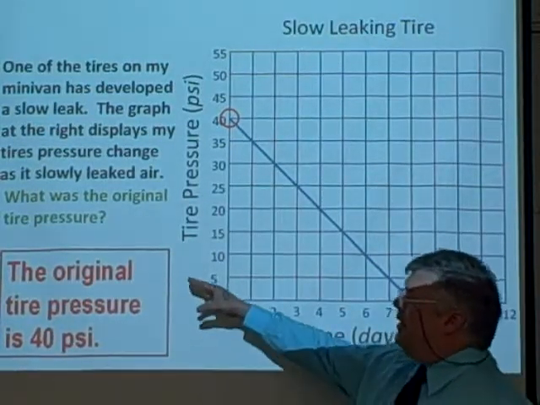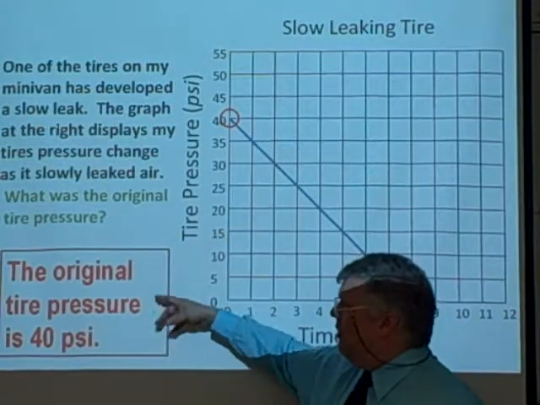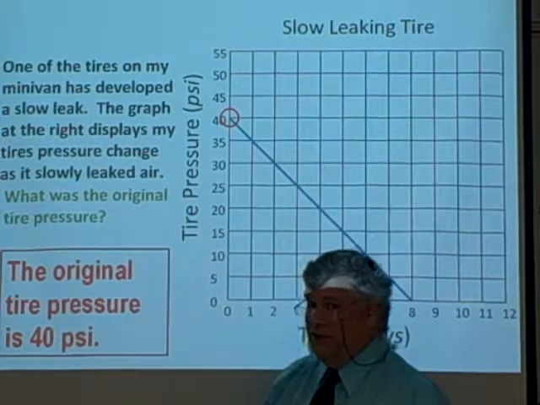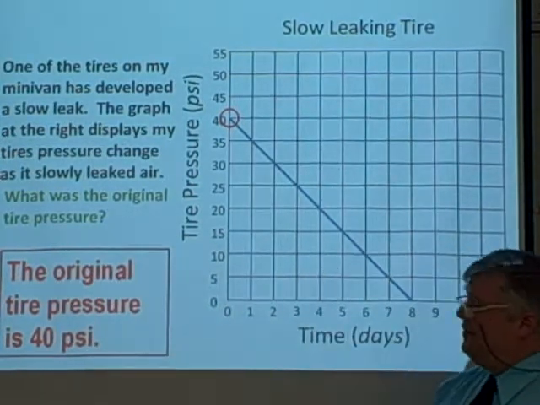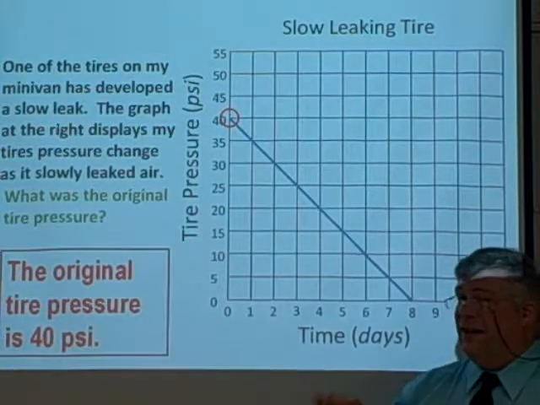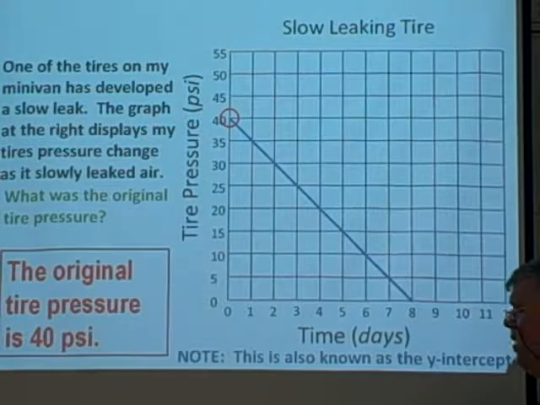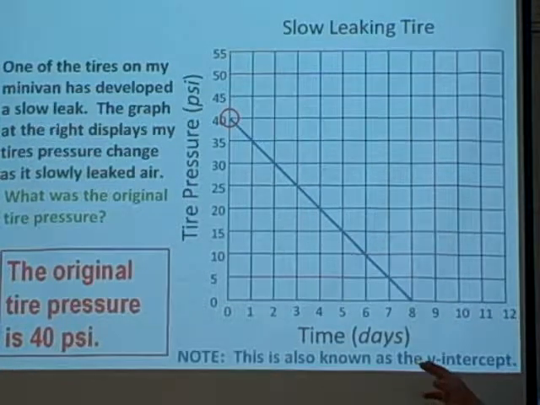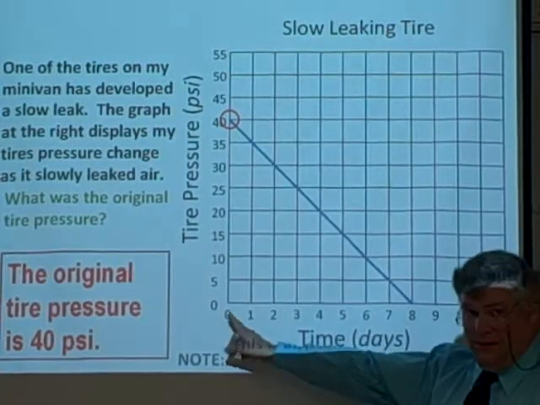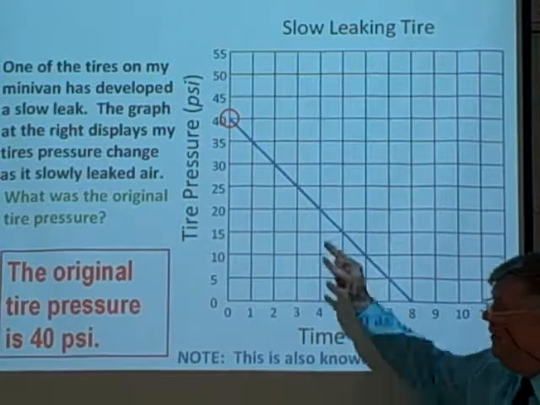You do want to write a sentence like this, where you actually are restating the original question. The original tire pressure, that's all from the original question, is 40 psi. Remember that CSRQ, complete sentences that restate the question. All right. Note, this is also known as the y-intercept. When the x value is 0, time being 0 in this case, your y-intercept is going to be 40.